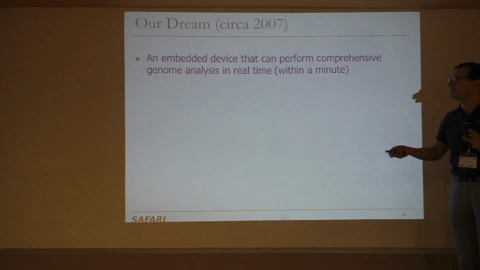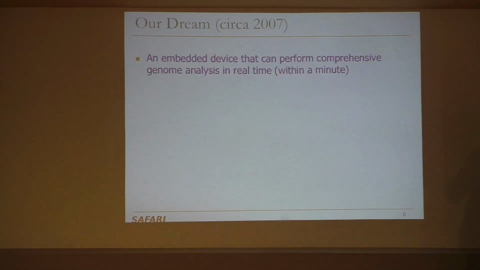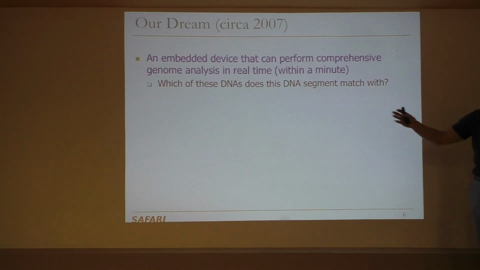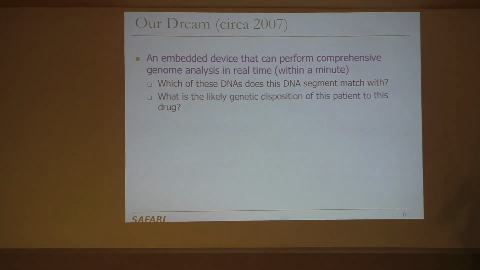very quickly, in real time, let's say within a minute. You ask a question like this. This is one example question that you can ask: which of these DNAs does this DNA segment match with? Or what is the likely genetic disposition of this patient to this particular drug that I'm really keen on administering to this person, but I don't know how they will react, and I want to understand it immediately, because then I can go through the medical iteration loops, right?